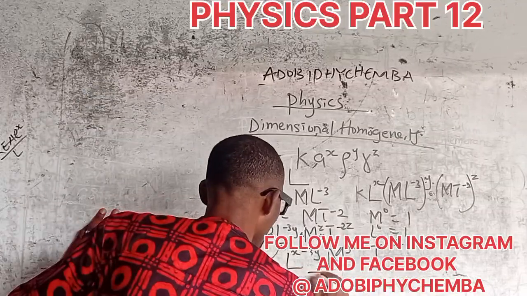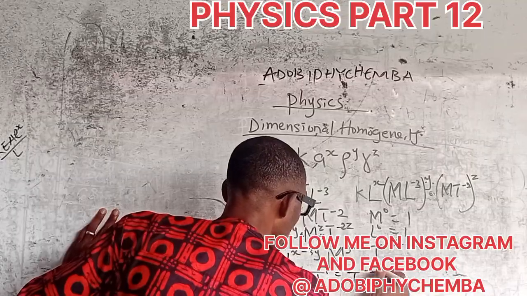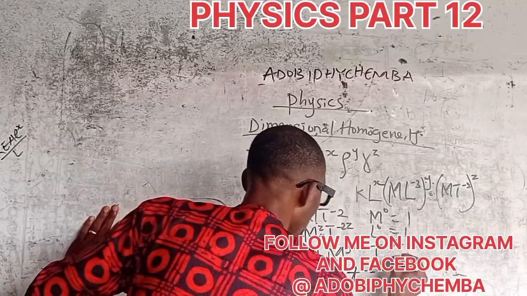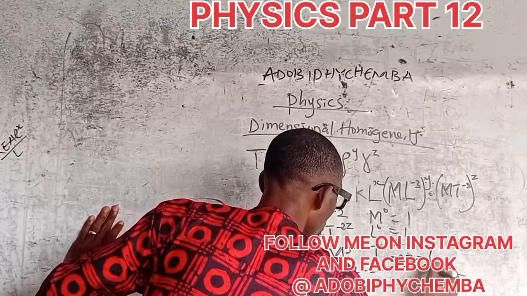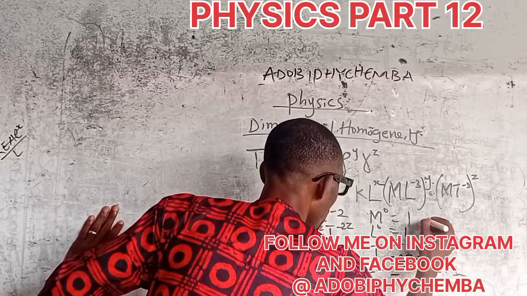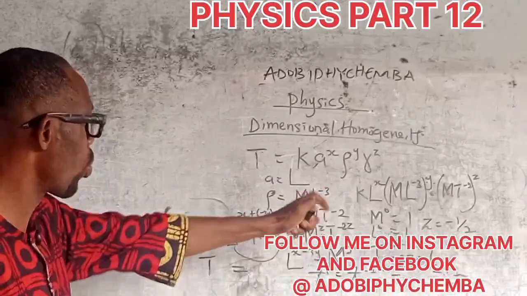So bring it out and you have T raised to power 1 is equal to T raised to power minus 2Z. Cancel the bases. What do you have? Minus 2Z is equal to 1. Divide by minus 2, divide by minus 2. Therefore, your Z will be equal to minus 1 over 2. Is that taken? For Z.